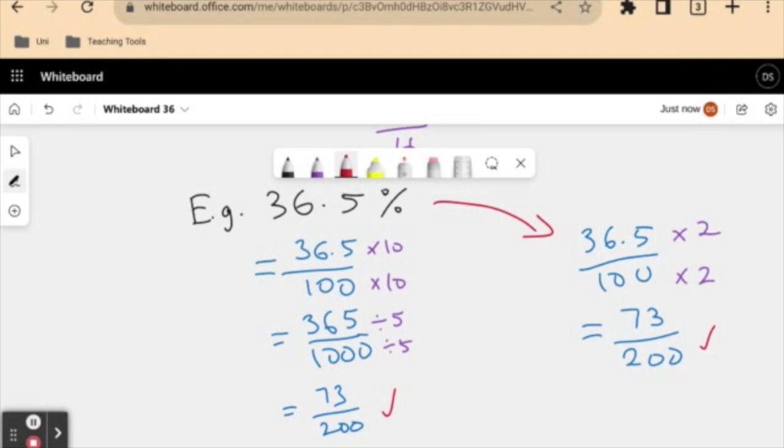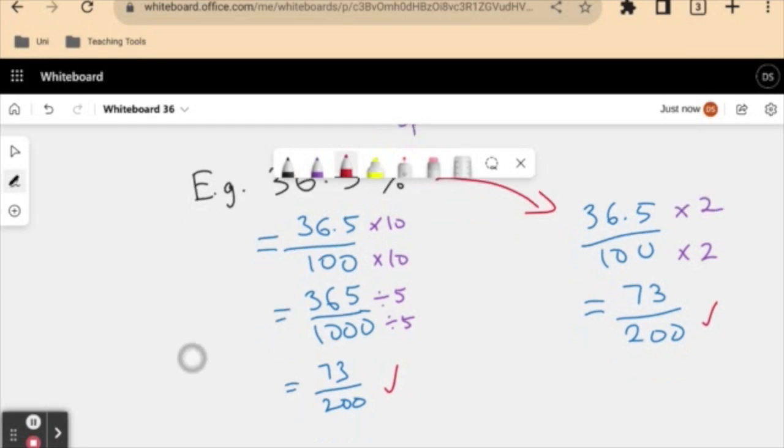So we can work with these uglier percentages, these ones that mix decimals and percentages. We can work with them to get a fraction in its simplest form. So let's work on one more example here.